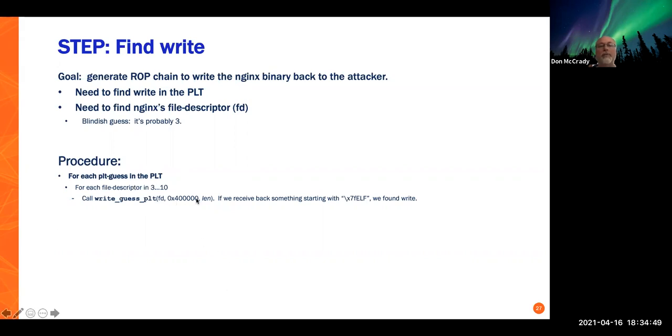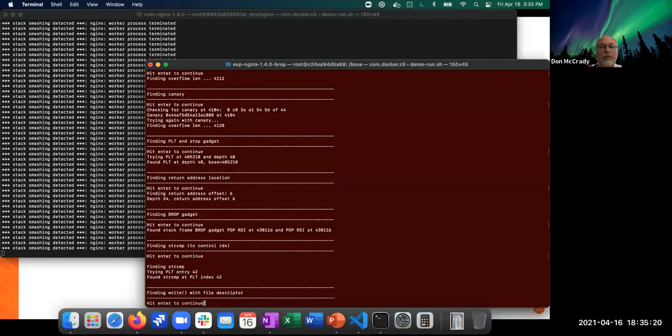We're going to try and write the base address of the executable, which is hex 400,000 with some length that's hopefully greater than 4. And the test is, if we can successfully call write with this address, we should be able to receive back the ELF header. Every ELF program starts with the characters hex 7F ELF, 7F ELF. And if we can receive that back, we found write.